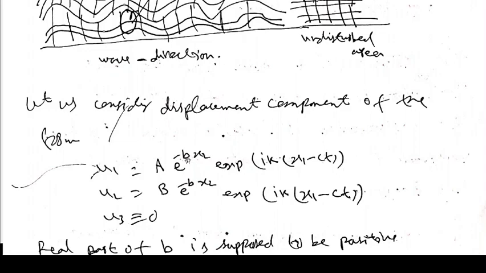So that is why the real part of this b should be positive, to have the property of the Rayleigh wave. Now what does this tell us? This says that as the wave is propagating along the x1 direction, here will be x1 minus ct. c is the phase speed of the Rayleigh wave, and t is the time. And what is k? k is the wave number of that wave.